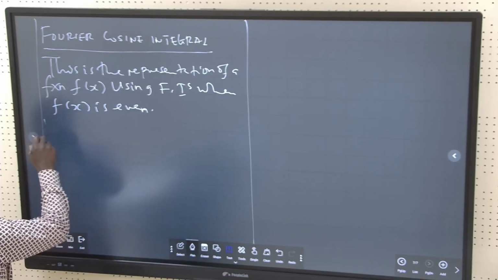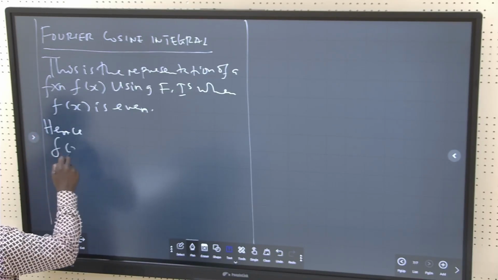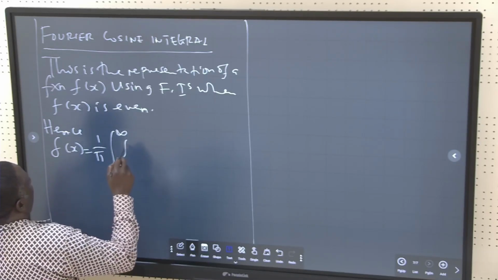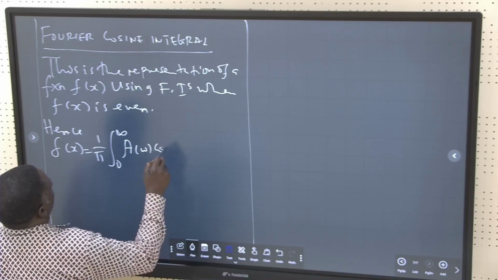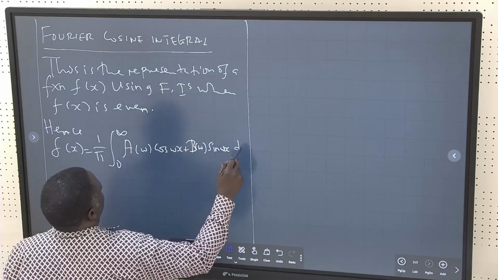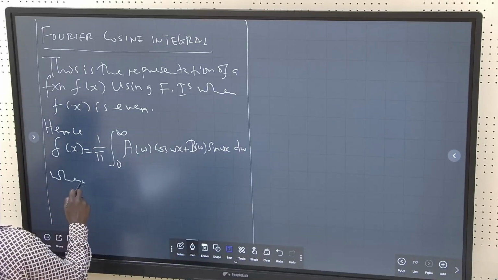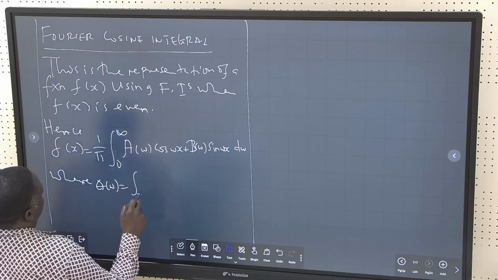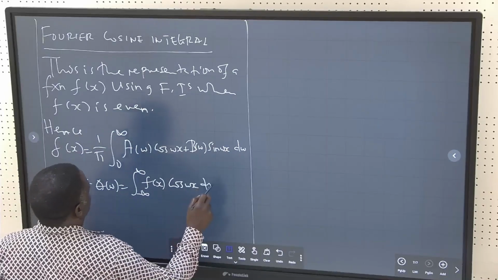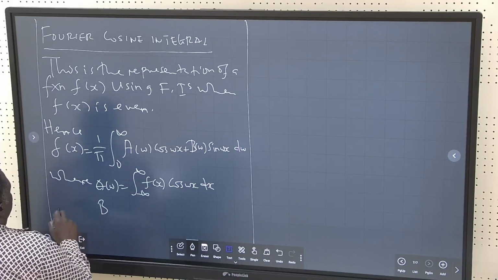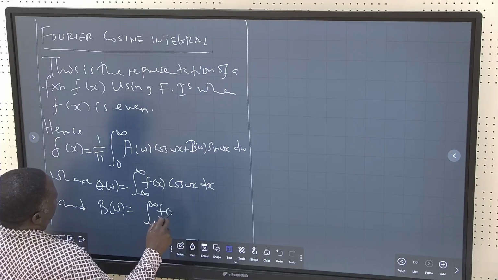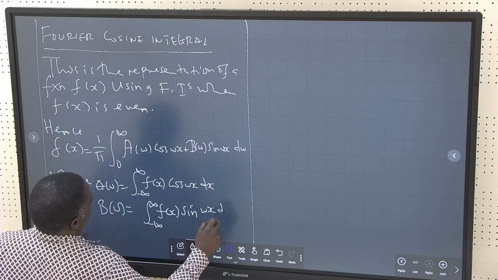We know that a function f of x is given by 1 over pi, the integral from 0 to infinity of a omega cosine omega x plus b omega sine omega x with respect to omega, where a omega equals the integral from negative infinity to positive infinity of f of x cosine omega x with respect to x, and b omega is given from negative infinity to positive infinity of f of x sine omega x with respect to x.